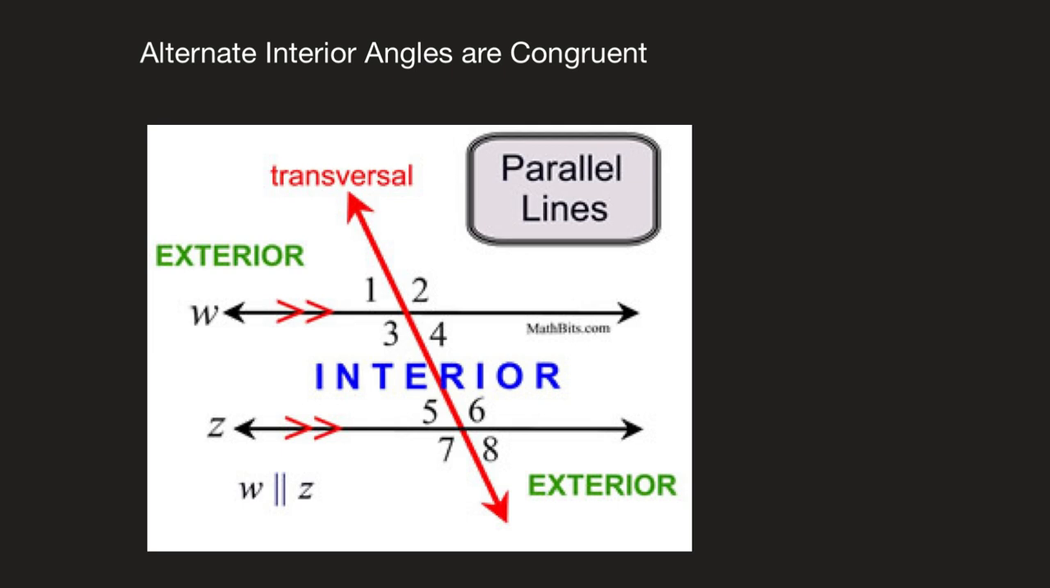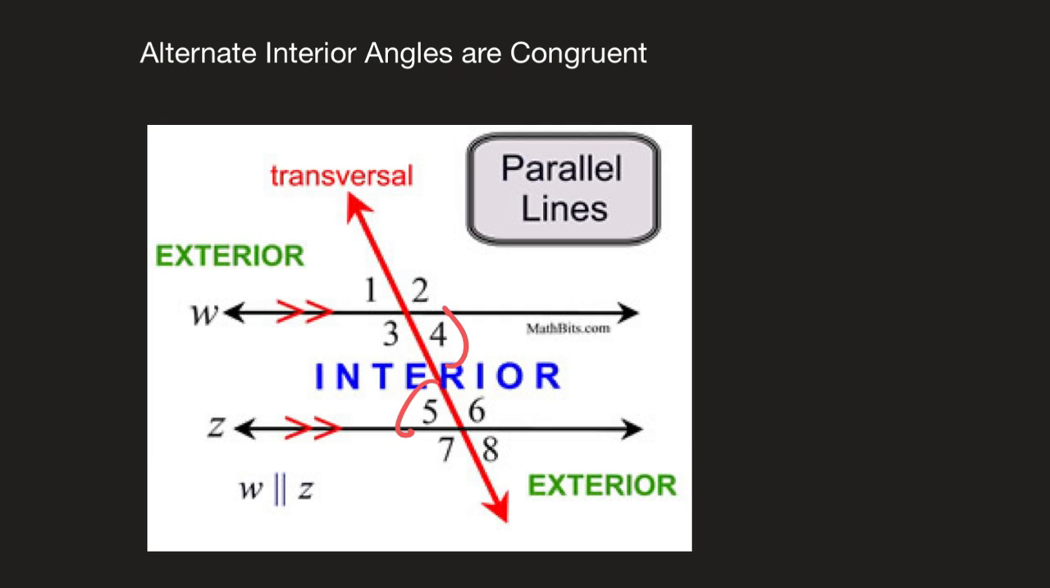Alternate interior angles are congruent. Now, alternate is going to tell you that these angles are on opposite sides of the transversal. So a pair of alternate interior angles would be 4 and 5. Angles 4 and 5 would be considered alternate interior, meaning inside the parallel lines.